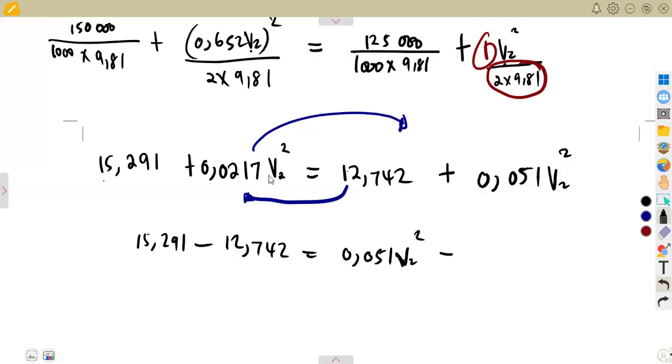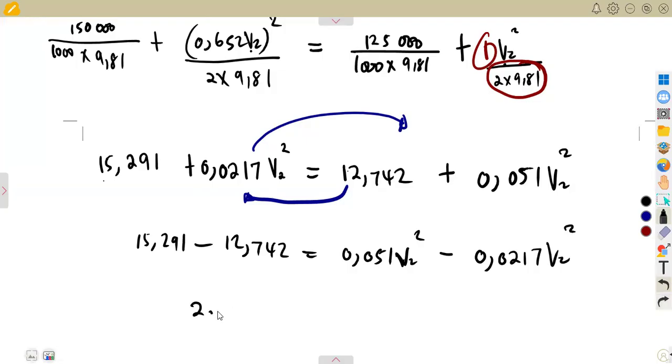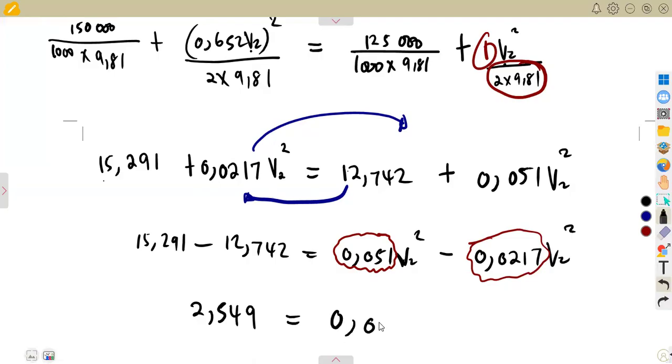V2 squared minus 0,0217 V2 squared. So combine this, we're going to have a single fraction there. And this will be 2,549 is equal to, you subtract these two, since they are in terms of V2 squared, so we're going to subtract this minus this. So if we subtract there 0,051 minus this, is going to be 0,0293. That will be V2 squared.